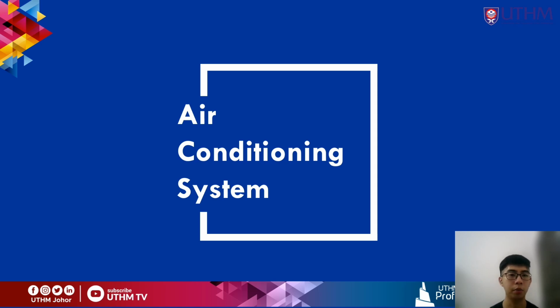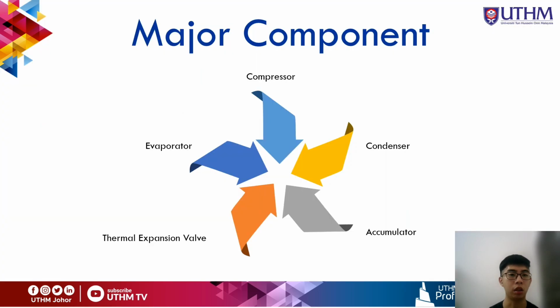Air conditioning system is a type of mechanical ventilation. It is a process of controlling the temperature and humidity in an enclosed space by use of an air conditioner. Air conditioning is also a member of the family of systems intended to provide heating, ventilation, and air conditioning. The major components in an air conditioning system are the compressor, condenser, accumulator, thermal expansion valve, and evaporator.